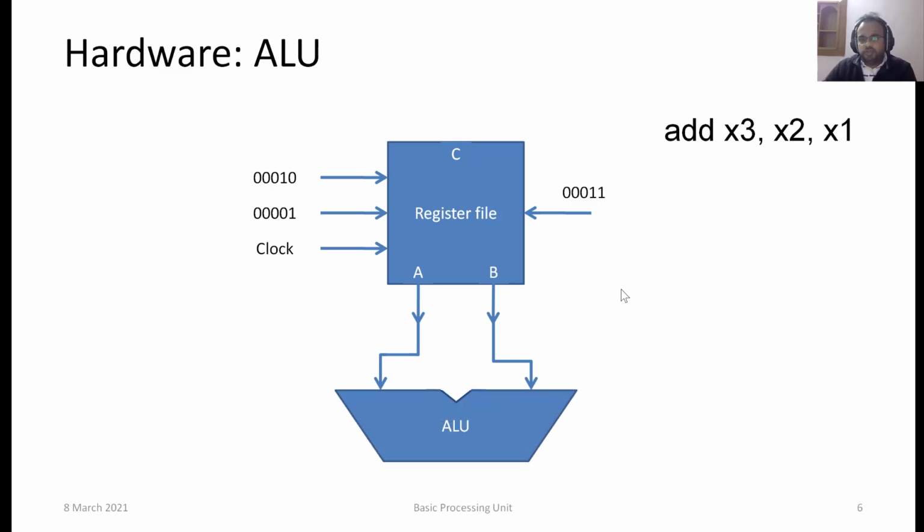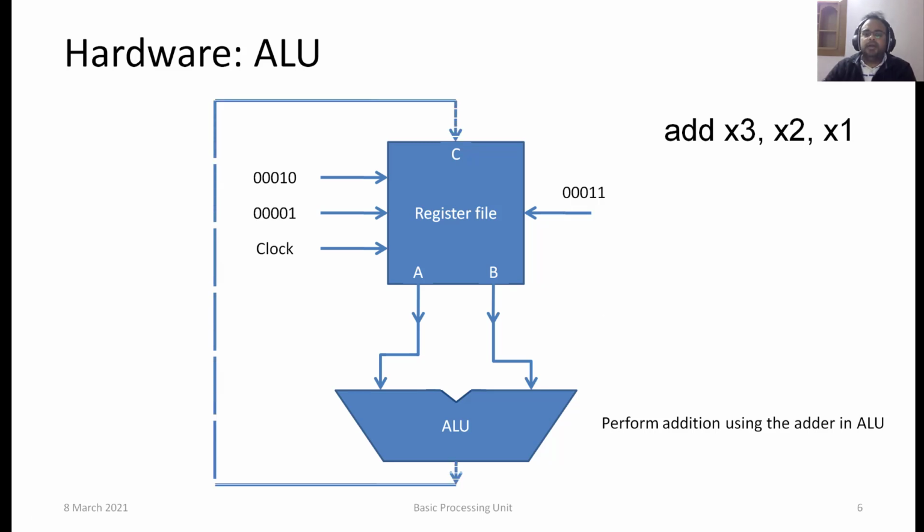Those will be the inputs to the ALU, and the ALU will perform the addition of the values in x2 and x1, and the result would be the input C to the register file, which is the data RD. So RD is x3, 00011, and it would be written with the value given by the output of the ALU. So this is a simple way we can imagine that the register file and ALU are connected in order to execute a simple add instruction, right?